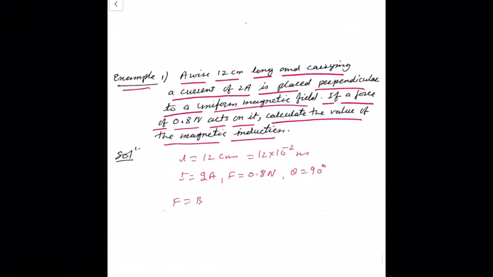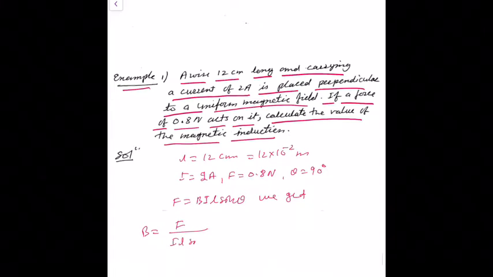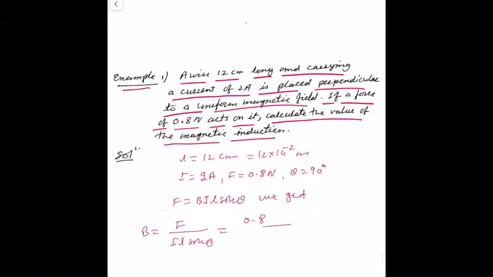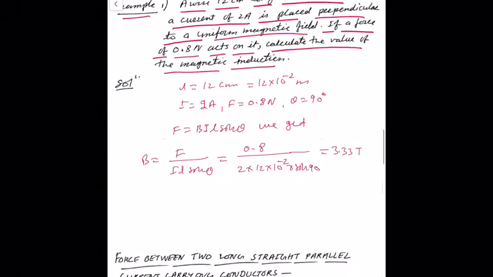So using F is equal to BIL sin theta, we get B is equal to F upon IL sin theta. Put the value: 0.8 upon 2 into 12 into 10 to the power minus 2 into sin 90. After calculation we will get 3.33 Tesla.